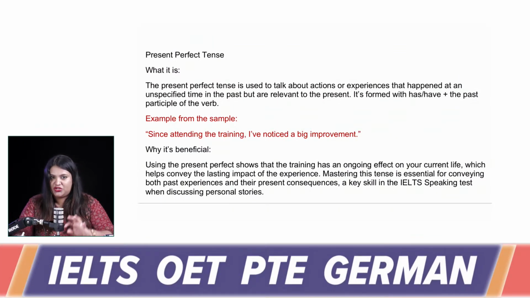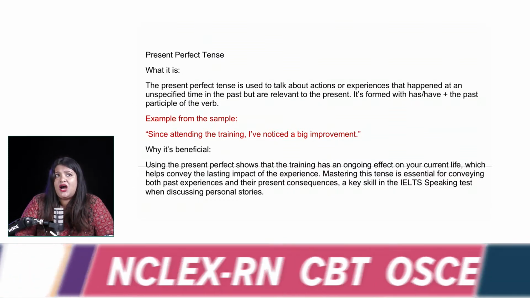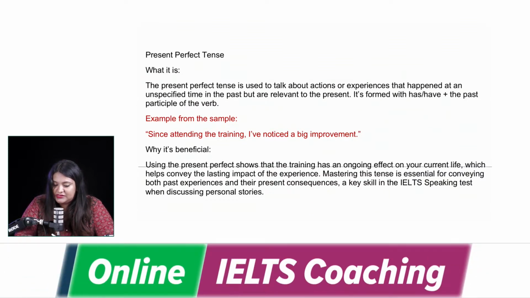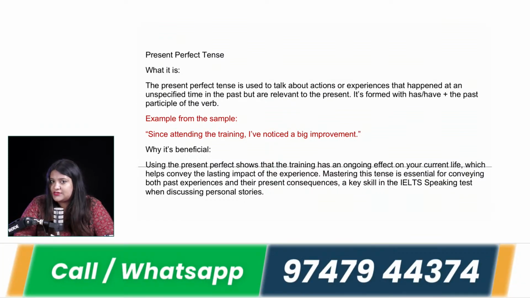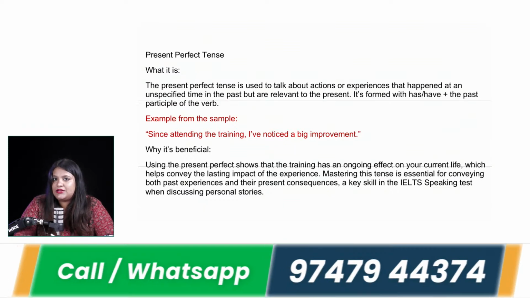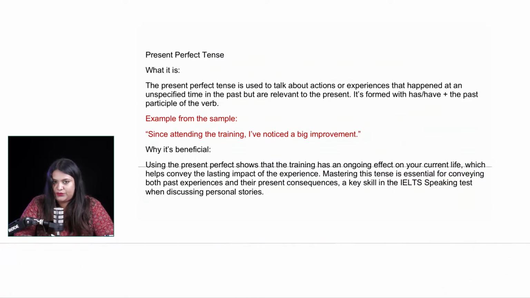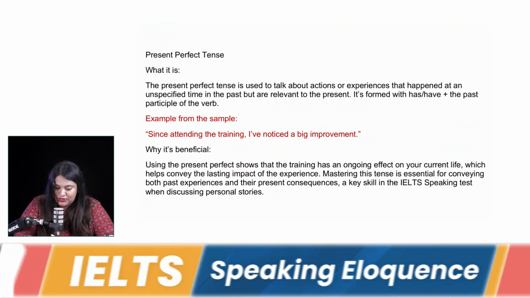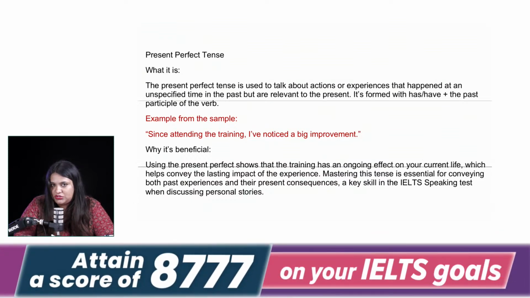Now let's look into the present perfect tense usage here. So you guys are very much clear with what the present perfect tense is. It is actually used to talk about actions or experiences that happened at an unspecified time in the past but are relevant to the present. It started in the past, but it is still important in the present. It is formed with has or have plus the past participle of the verb. You know the rule of it, right? So here I have used a present perfect tense: Since attending the training, I have noticed a big improvement.